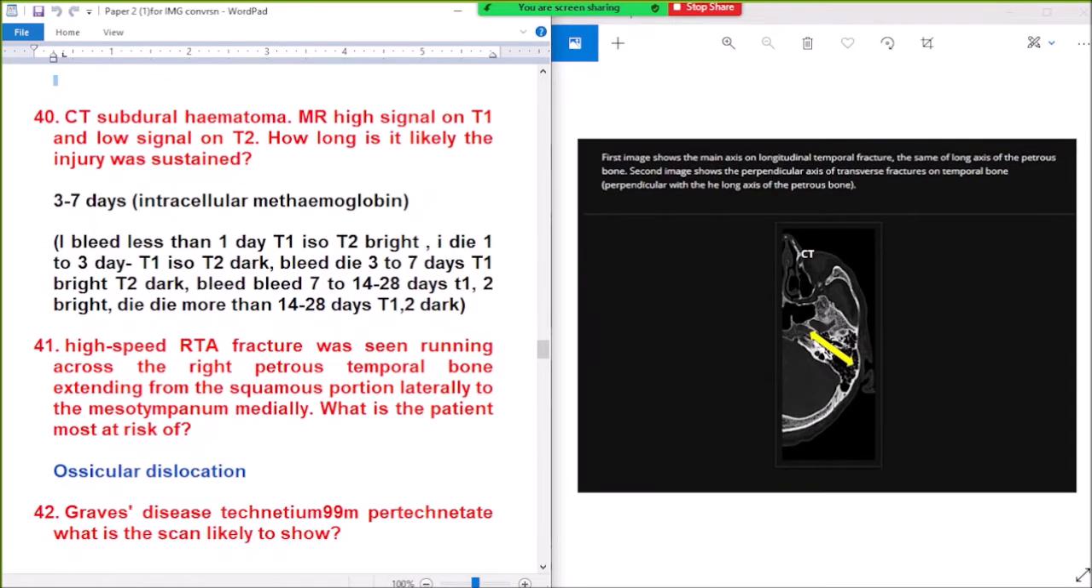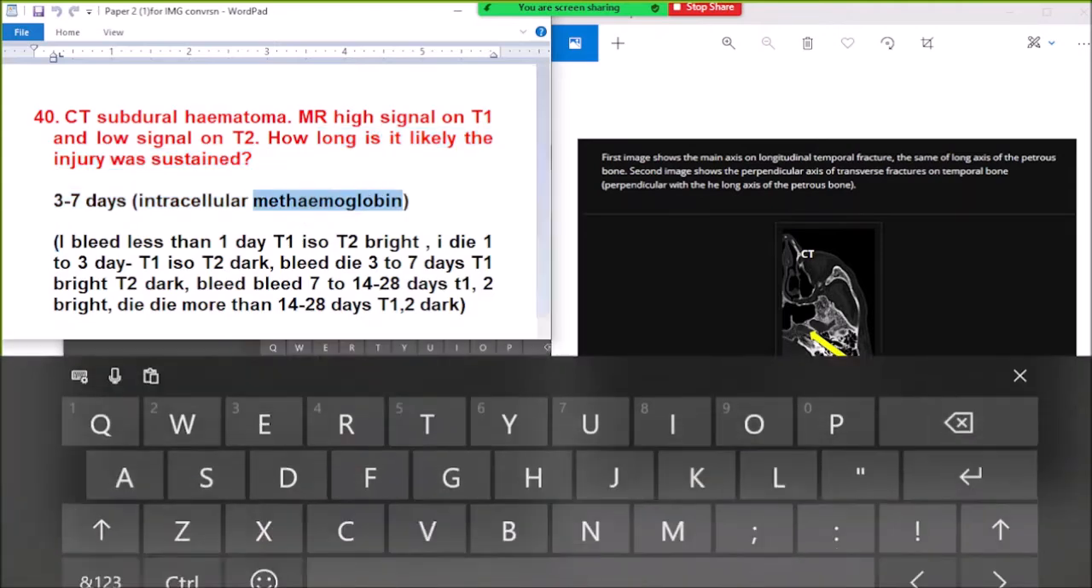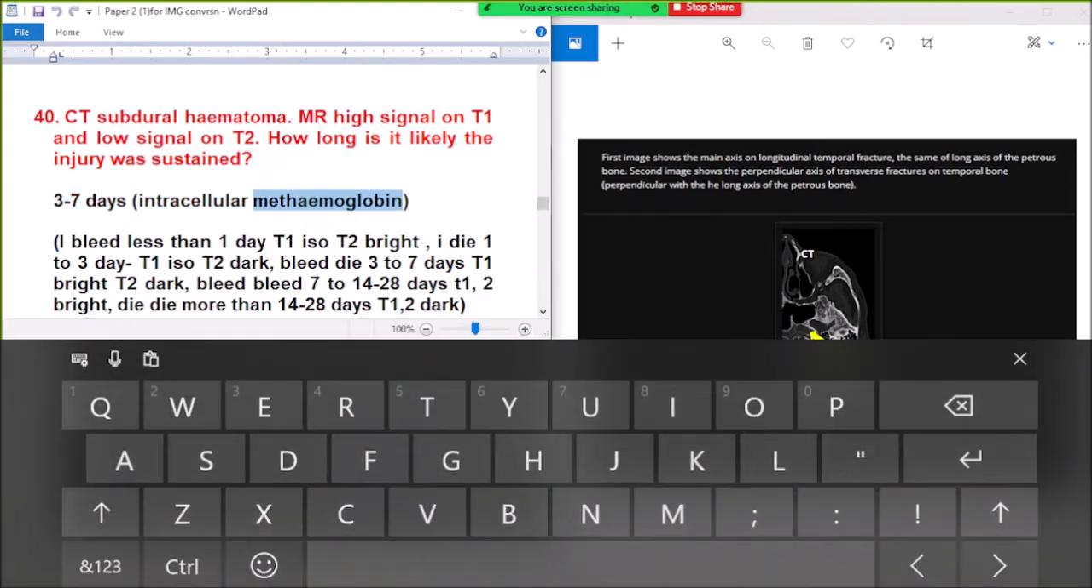Question number 40. CT scan shows subdural hematoma. MRI shows high signal on T1 and low signal on T2. How long ago was the injury sustained? 3 to 7 days, because of intracellular methemoglobin. Okay, now look here. Intracellular methemoglobin, so high on T1 and low on T2.